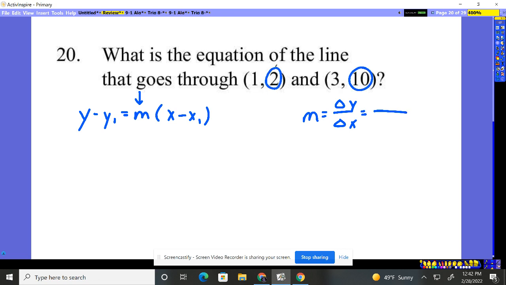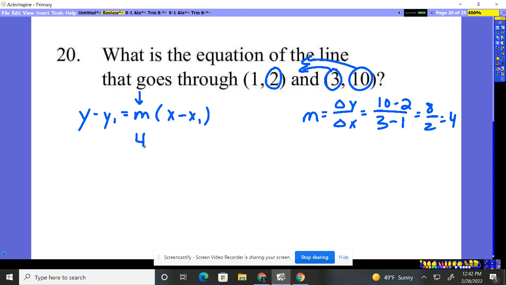I got 10 and 2. I'm going to go 10 minus 2. I'm going to subtract in that direction. Since I decided to subtract in that direction, when I do the x's, I have to go in the same direction, 3 minus the 1. So we have 8 over 2. We have a slope of 4.